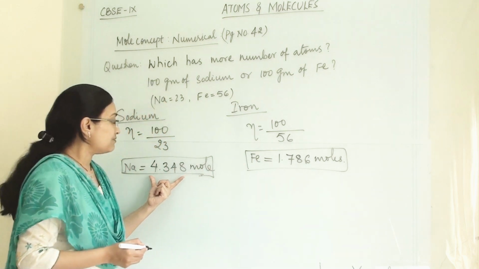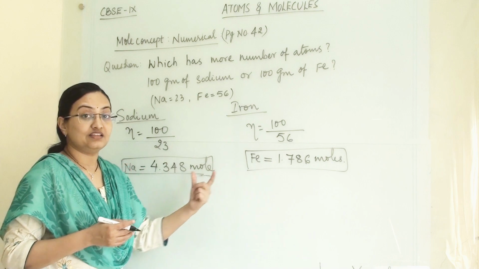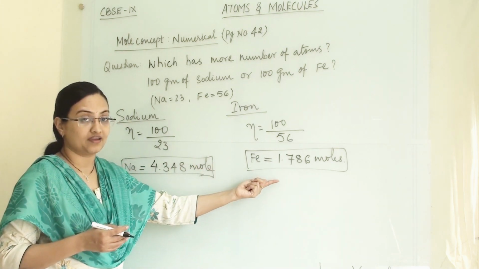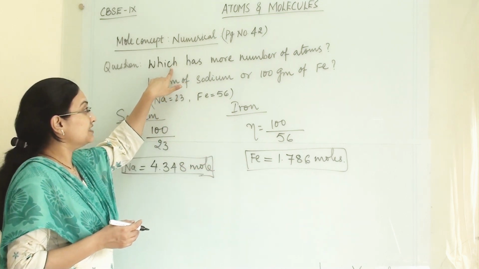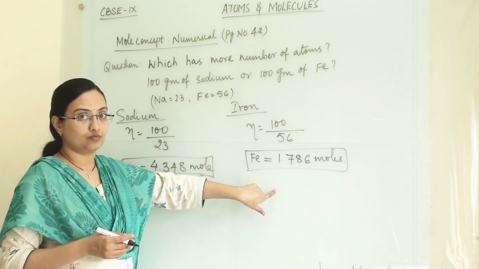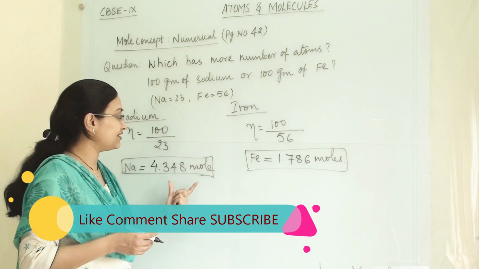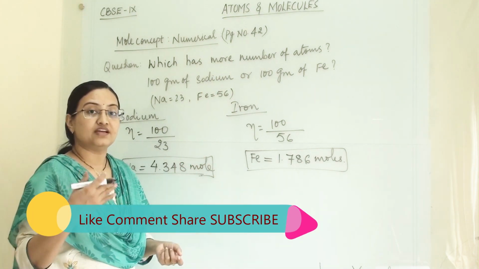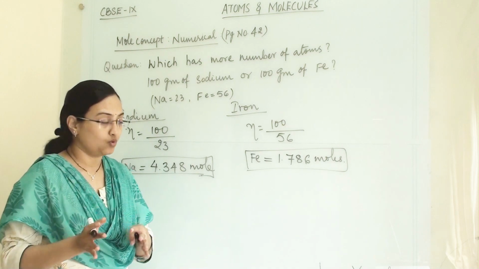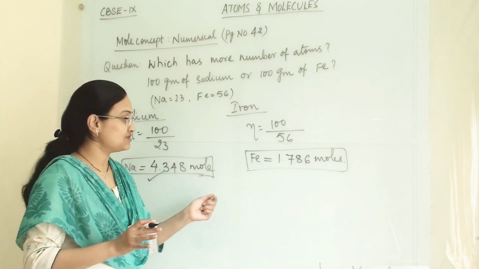So sodium's moles are higher than iron. This means it has more number of atoms compared to iron. If they have asked how many atoms are present, then we have to find out. But they have only asked which has more number of atoms, so we already got the answer from this. Whoever has more moles, in that the atoms will be more. So sodium will have more number of atoms compared to iron.